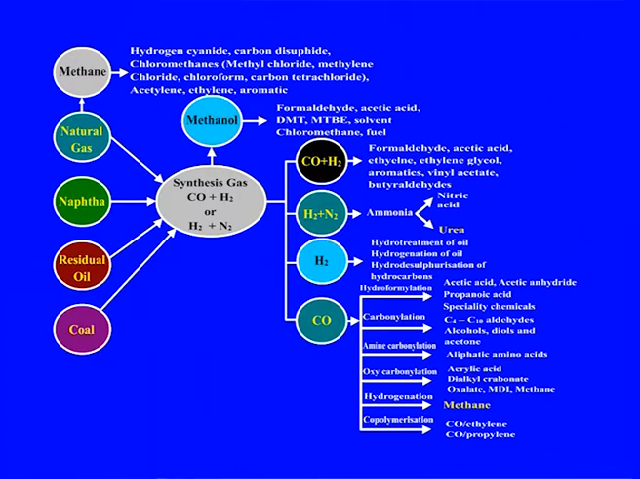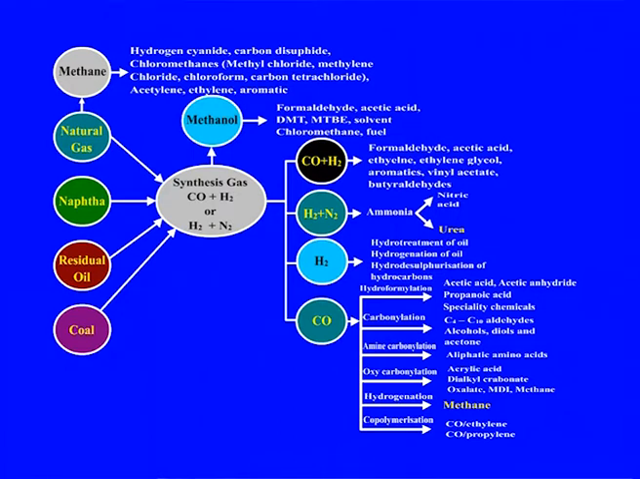Another important outlet for synthesis gas, and these are some of the raw materials: methane, natural gas, naphtha, residual oil, coal, even biomass can also be used for production of synthesis gas, which we discussed in detail in module 1 while discussing the raw materials.